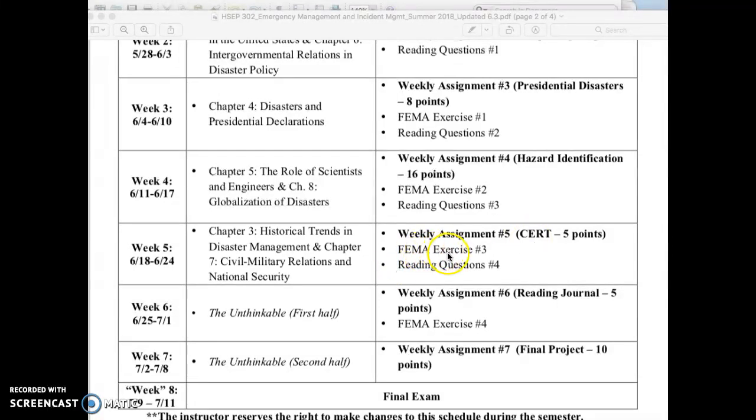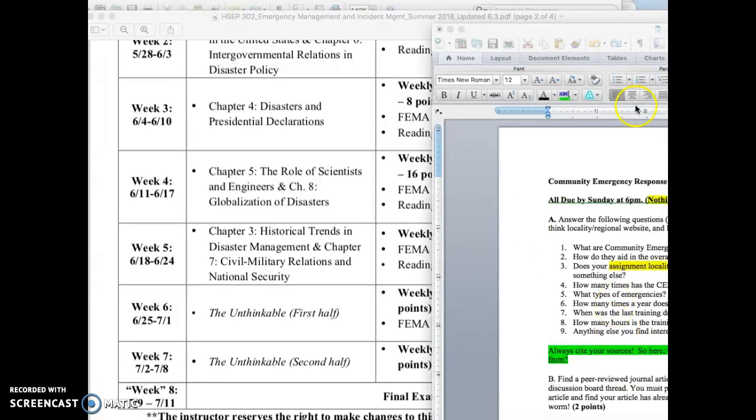Again, I'll go over that assignment in a second. Get the FEMA exercise in. Many of you already have those in, so that's great. And then this is your last set of reading questions. So let me actually go over the CERT now while I'm thinking about it.